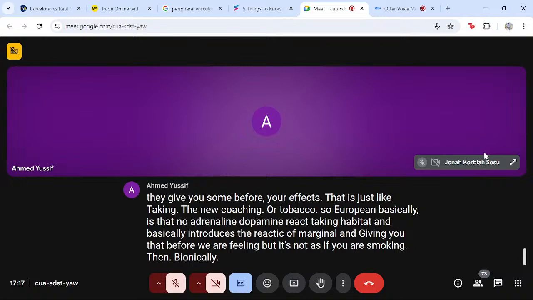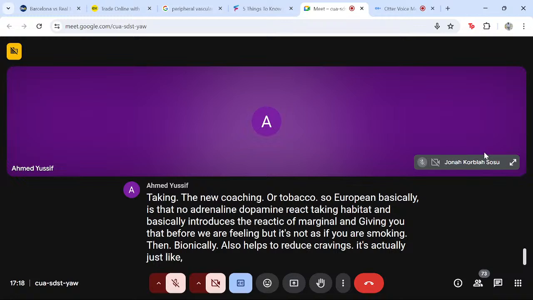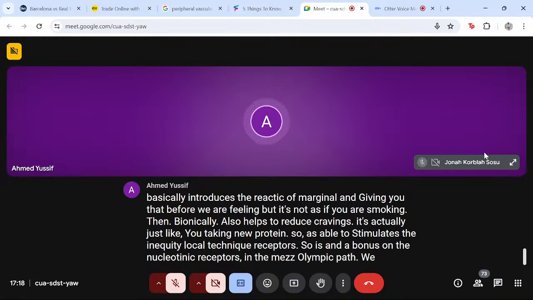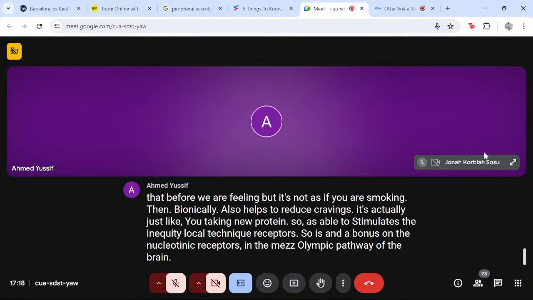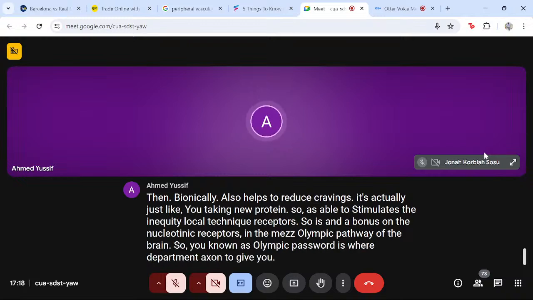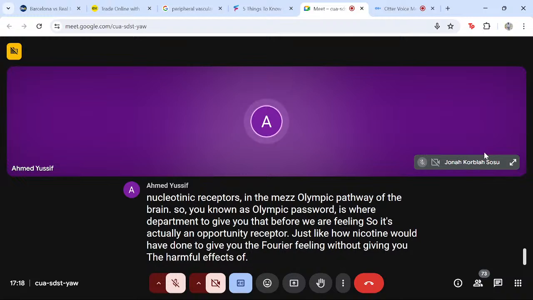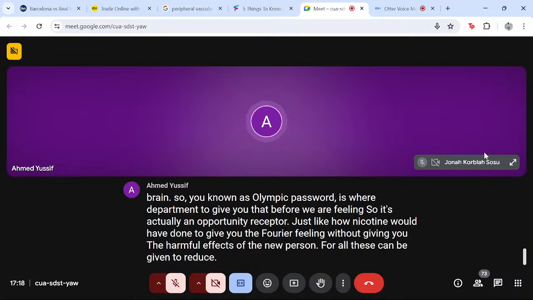Then varenicline also helps to reduce your cravings. It acts just like you taking nicotine. It's an agonist on the nicotinic receptors in the mesolimbic pathway of the brain. The mesolimbic pathway is where dopamine acts to give you that euphoric feeling. So it acts on the nicotinic receptor just like nicotine would, to give you the euphoric feeling without the harmful effects of nicotine. So all these can be given to reduce your cravings, and all these are part of the holistic management.